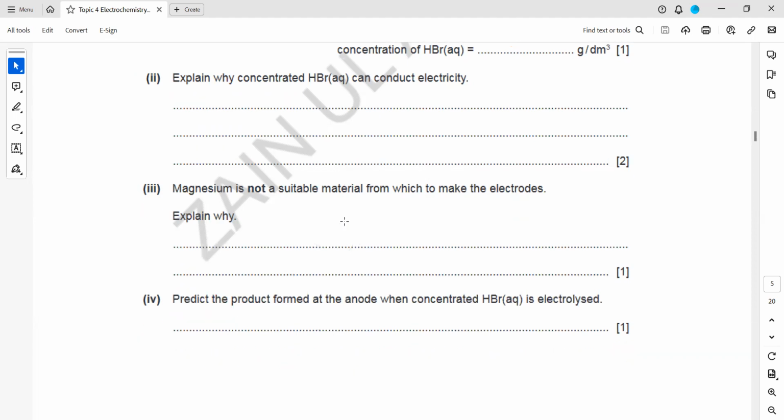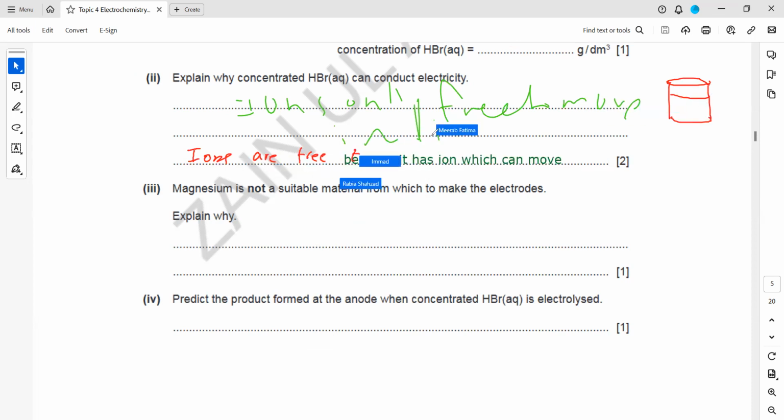Explain why concentrated hydrobromic acid conducts electricity. Aqueous concentrated. Whenever it's an aqueous solution, whenever something dissolves, the ions are free to move. That's right. Good. So ions are free to move. So when we pass the current, the ions move towards their respective electrodes. So concentrated aqueous HBr dissociates or breaks down into ions, and ions can move within the electrolyte. It's 2 marks. So how are the marks distributed? 1 mark, ions are free to move. The second mark, ions will move through the electrolyte when we pass the current.